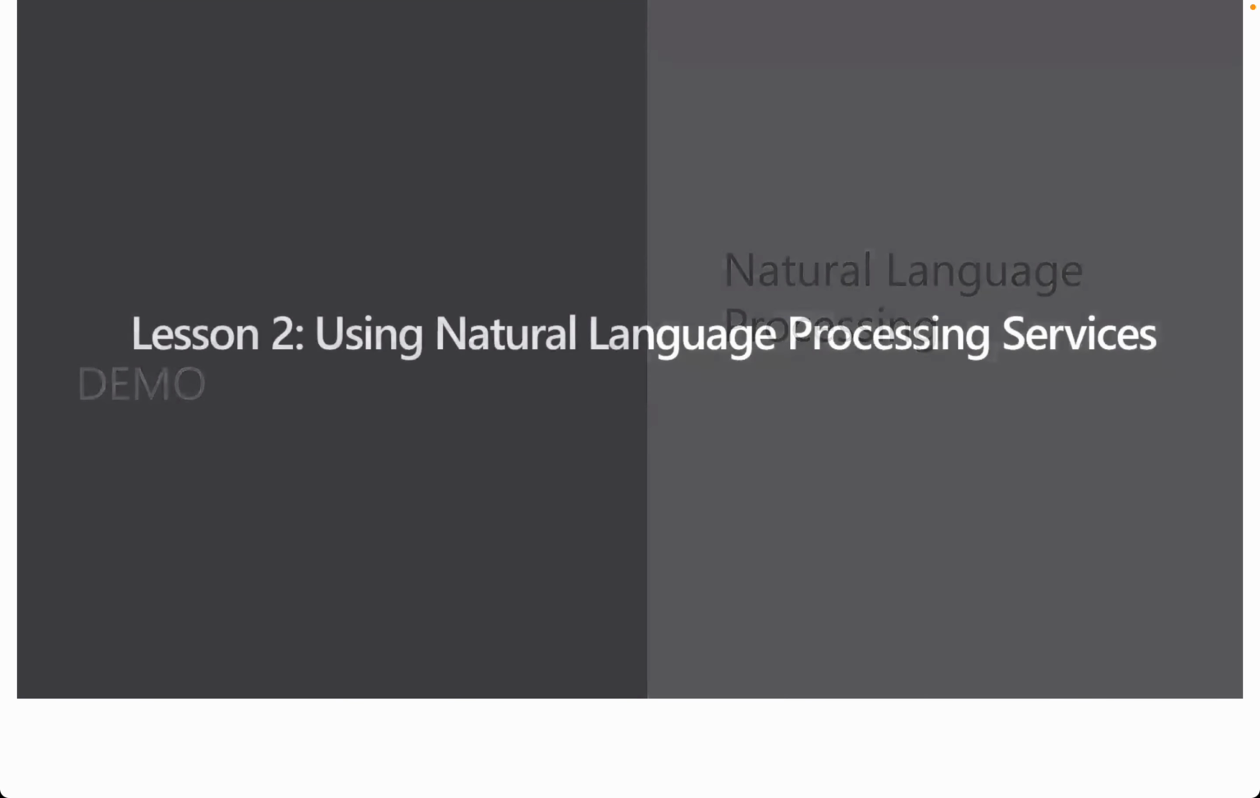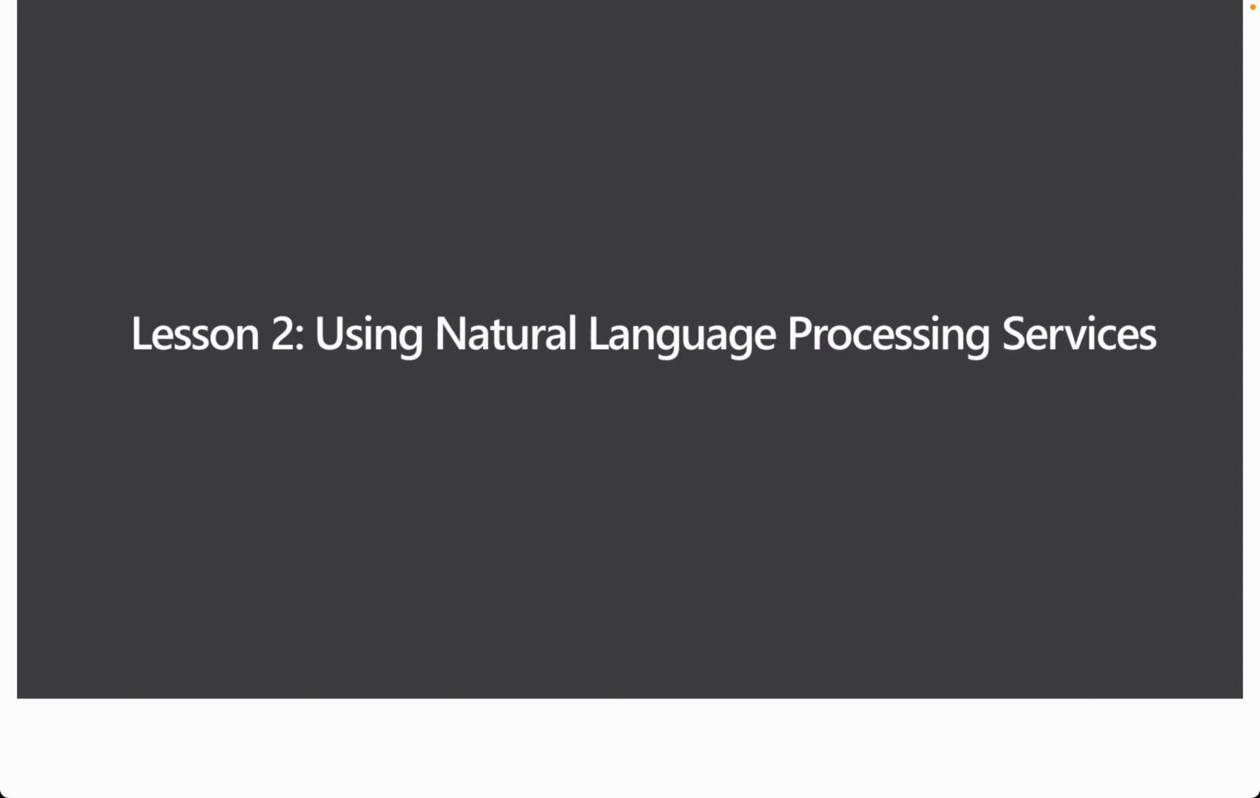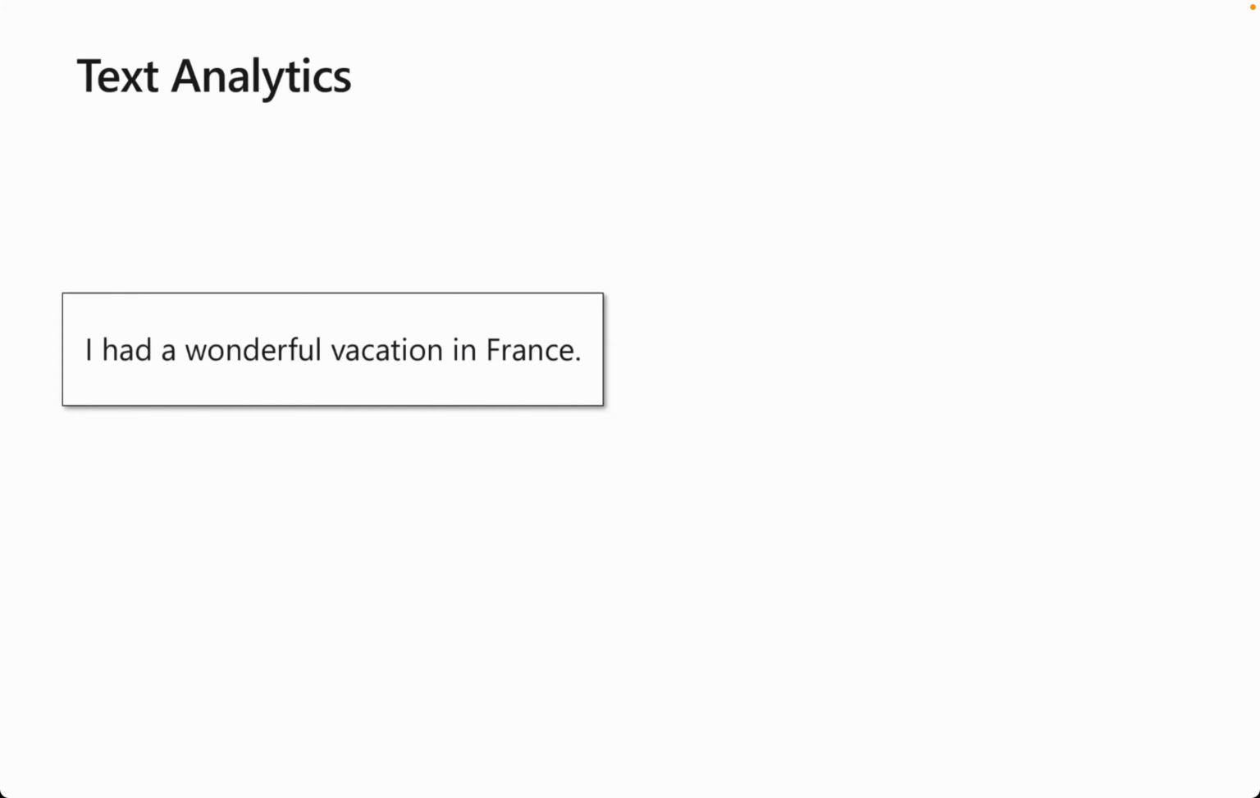So let's continue with the second part of this module that is really using natural language processing services. Let's take a look at each one of them. So the first one is text analytics. And as the name suggests, it is used to analyze text documents. For example, you use the text analytics service to analyze the text, "I had a wonderful vacation in France." And then the service can determine the language that the text is written in. So it will probably say predominant language, English. Next up, and we had four, remember? It can evaluate the sentiment of the text.